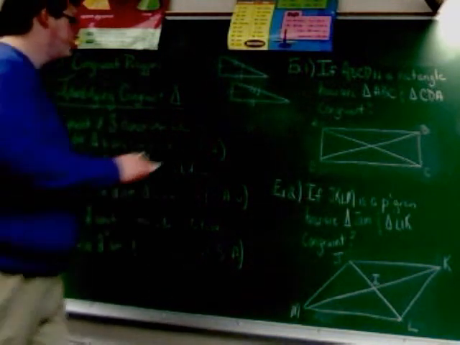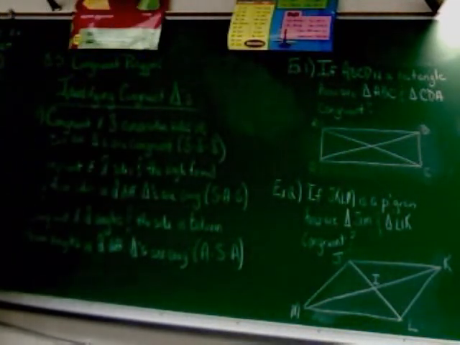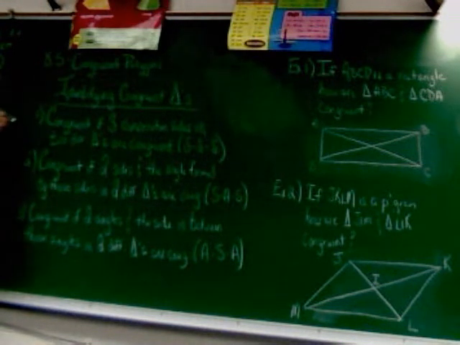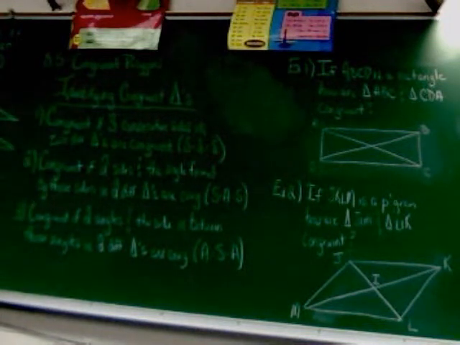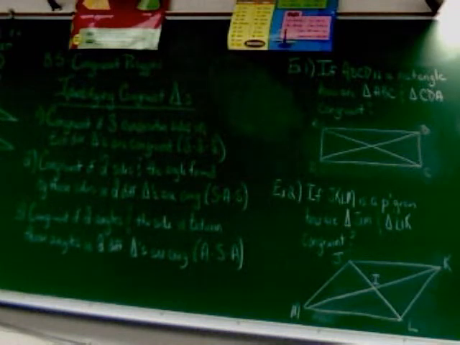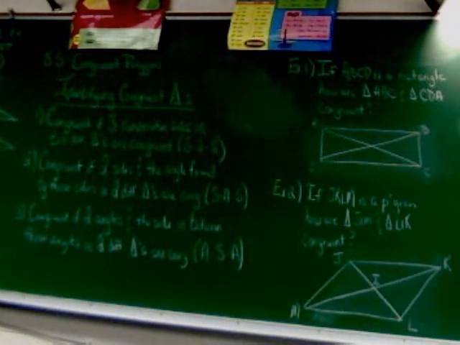Okay, next one. 2 triangles are congruent if 2 sides and the angle formed by those sides in 2 different triangles are congruent. We call that postulate SAS, or side angle side.